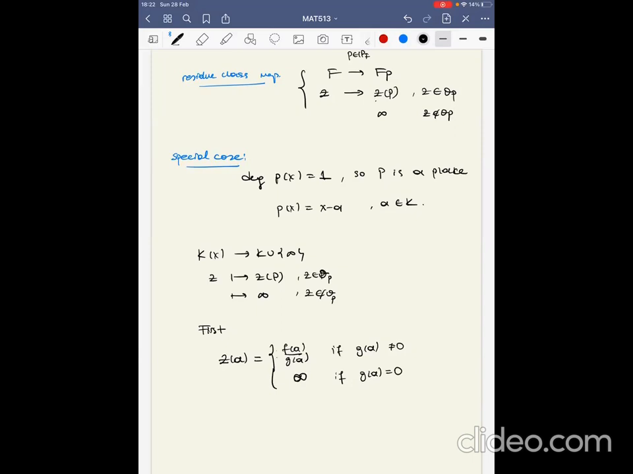And our claim is that for a rational place P_{x-a}, its residue class map can be viewed as evaluation of functions at a given point in the base field K.